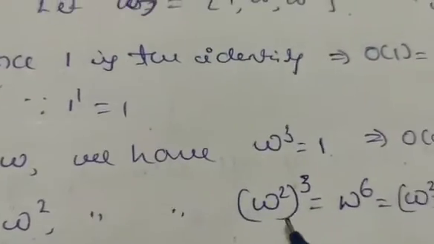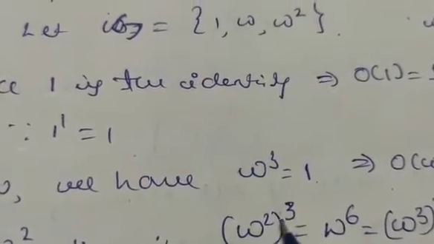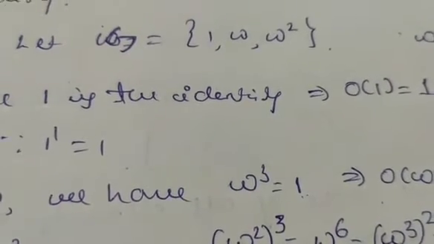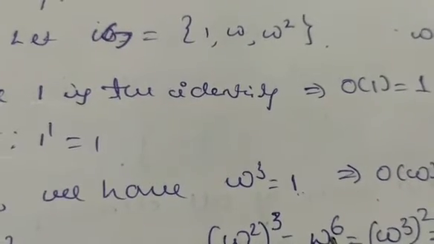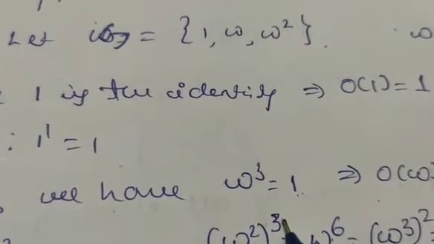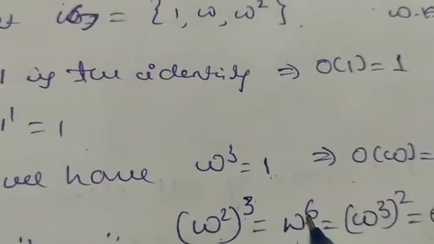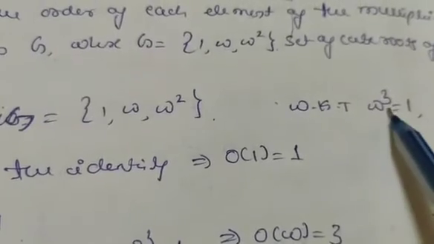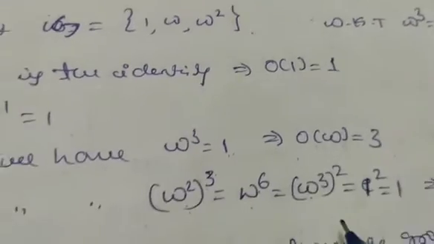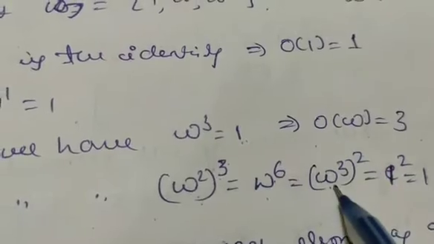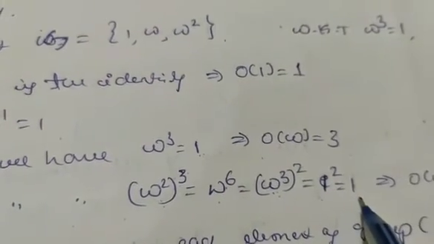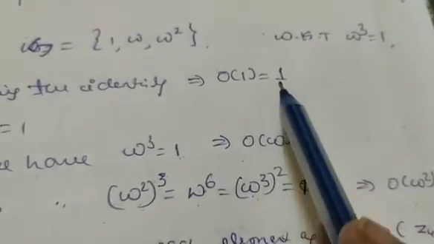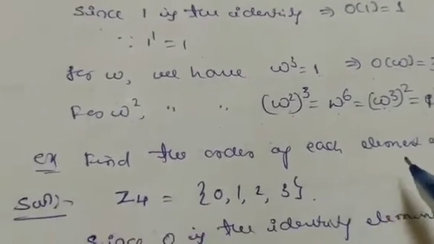For this omega square, again we want to find the multiples of 3 only, because omega cube is 1. So you have to convert this omega square in terms of multiples of 3 power. That is omega square whole cube, which is nothing but omega raised to 6. This can be taken as omega cube whole square, and omega cube is 1, so 1 square is 1. This implies the order of omega square is 3. So like this we can find the order of each element of this group.